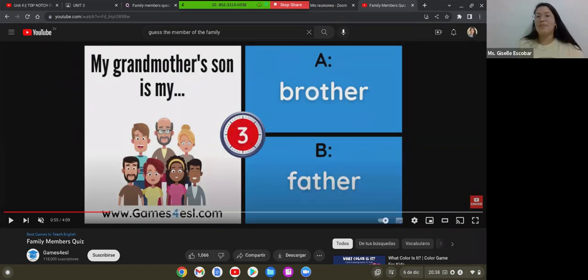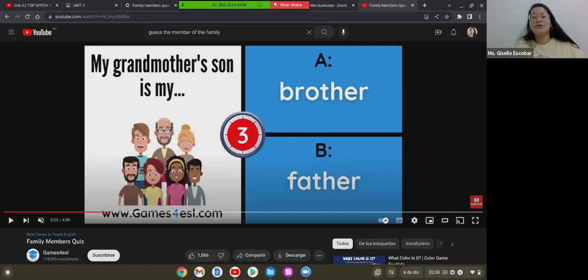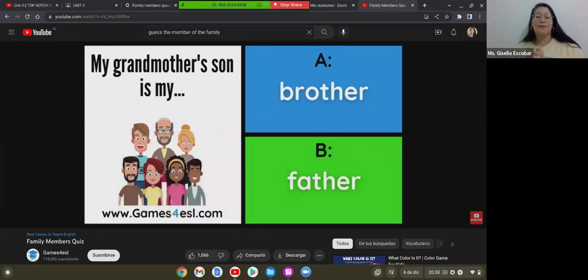My grandmother's son. Father. Sorry. Hijo. Okay, let's focus on the second word. You have to look at the sentence and the first thing to look at is the second word. Son. So, hijo, the son of my grandmother. My grandmother's son is my... Father. So let's focus on the second word. Father. Perfect.